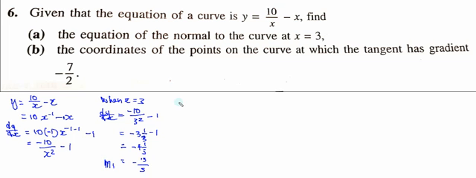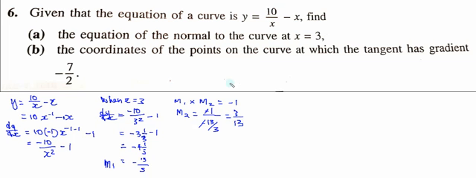Okay. Now, we know that m1 times m2 is equal to minus 1. m2 is the gradient of the normal. m1 is the gradient of the tangent. Okay, so we're going to find the gradient of the normal from the gradient of the tangent. So this is minus 1 over minus 13 over 3. You cancel out these. You get 3 over 13.